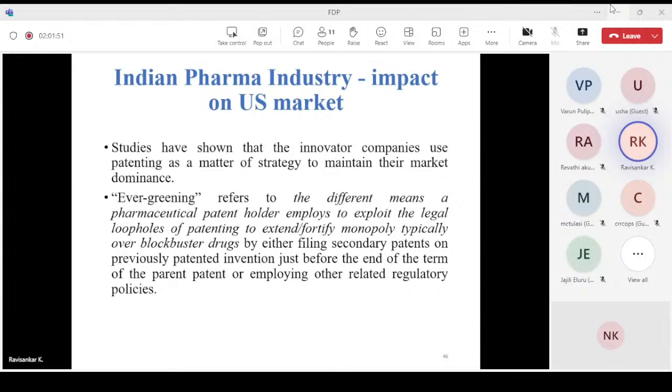tocilizumab, favipiravir. Indian drug supplies throughout the COVID-19 pandemic period have provided relief to over 120 countries for hydroxychloroquine, 20 countries for paracetamol, and about 96 countries for vaccines across the world.